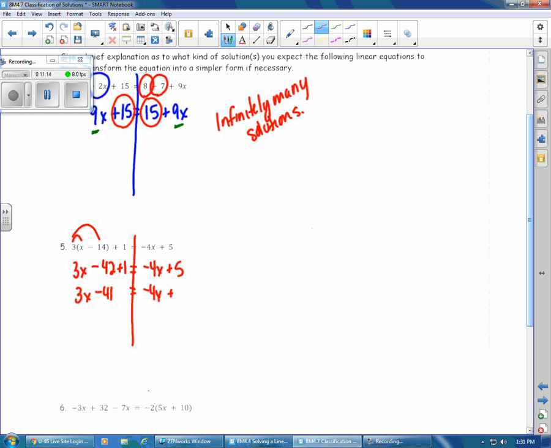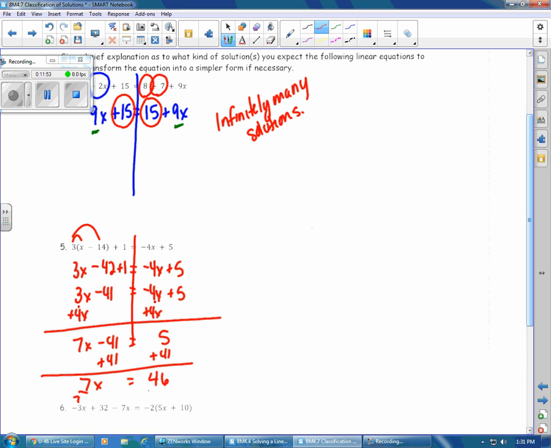negative 4x plus 5. Okay, right here, both sides of my equal sign are simplified, and I can see that my coefficients of negative 4 and 3 are different numbers. So I'm going to expect this one to have one solution. So let me go ahead and continue solving it. I'm going to add 4x to both sides of the equation. 7x minus 41 equals 5. Add 41. 7x equals 46.